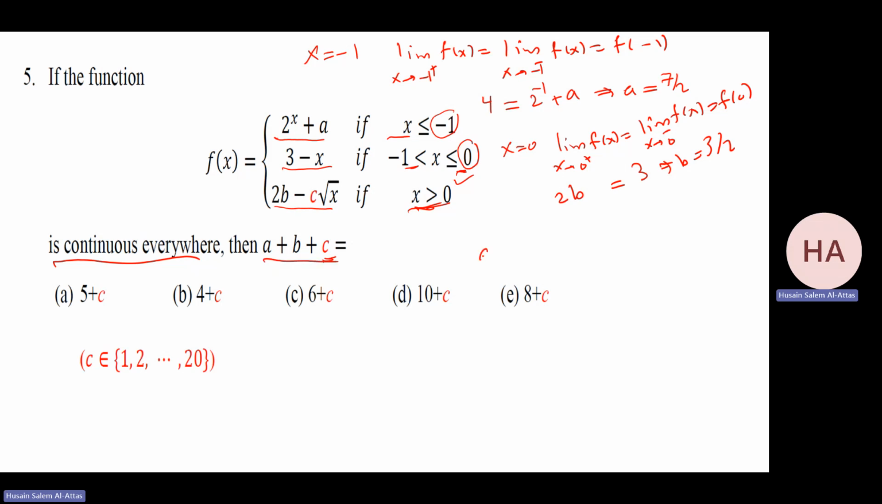So what I need is a plus b plus c. C has no effect. It will be what? 7 over 2 plus 3 over 2, 10 over 2, which is 5 plus c. Which is this?